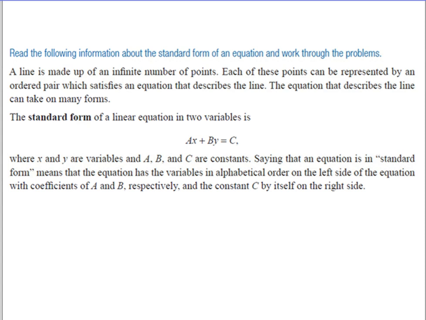Saying that the equation is in standard form means that the equation has the variables in alphabetical order on the left side of the equation with coefficients a and b, and the constant c is by itself. That's important to remember, because sometimes it might ask you to write an equation in standard form, and you'll need to know what that means. It means the x and y terms are on the left, and your constant without your variables is on the right.